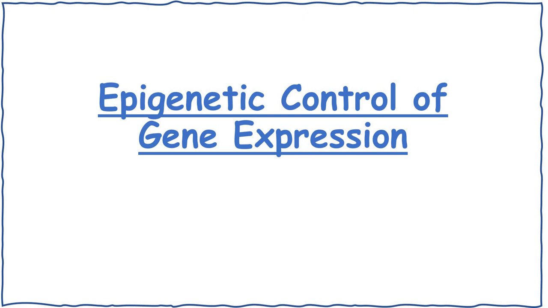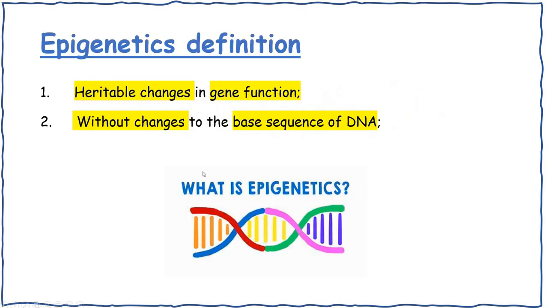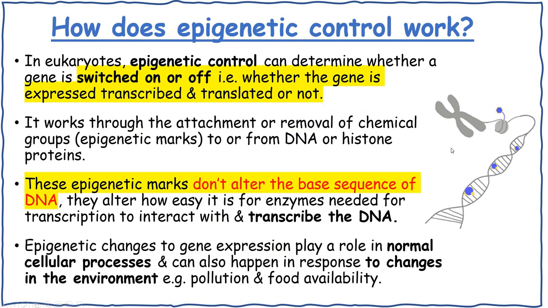Epigenetic control of gene expression. So the definition of epigenetics is heritable changes in gene function without changes to the base sequence of DNA. So in eukaryotes, epigenetic control can determine whether a gene is switched on or off, and therefore whether the gene is expressed, transcribed and translated or not.